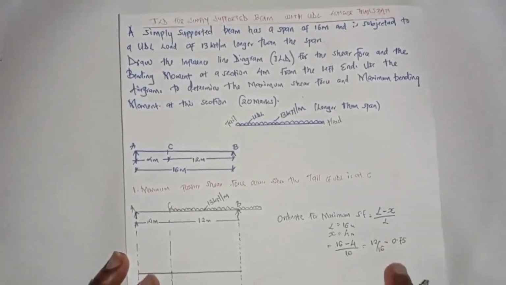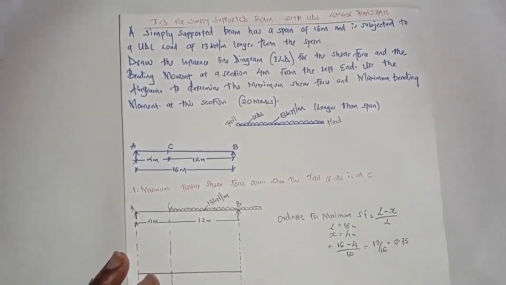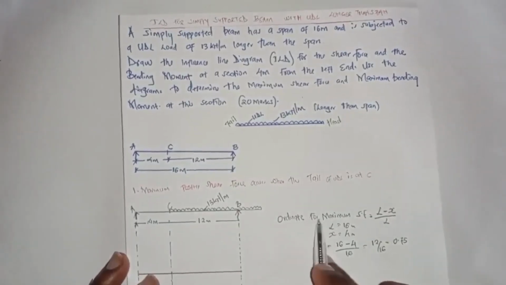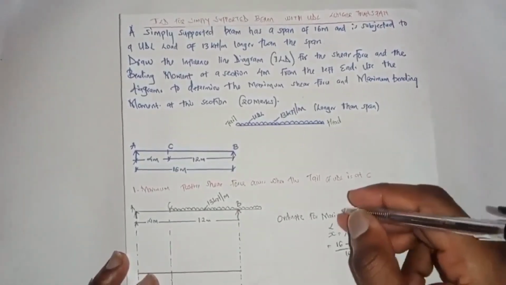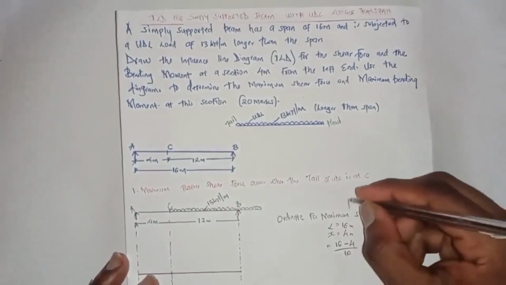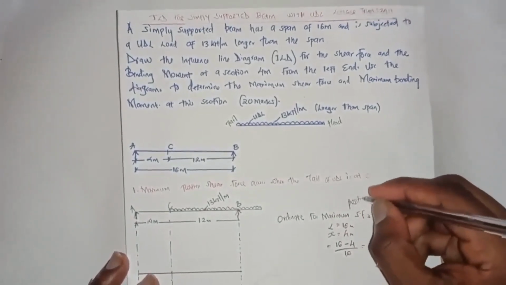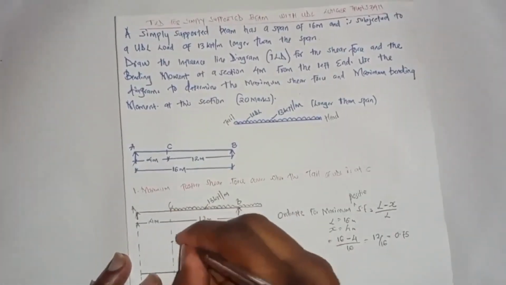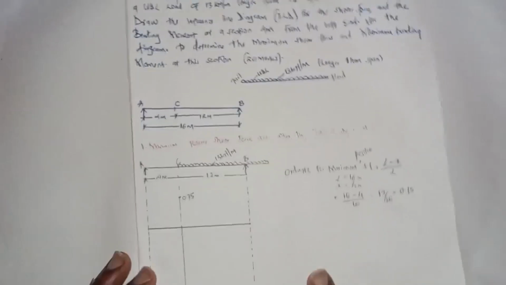So it is the ordinate for maximum positive shear force. Let's say it's going to be somewhere 0.75 here.